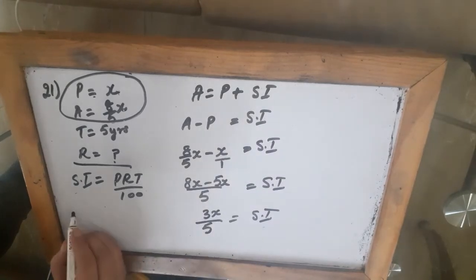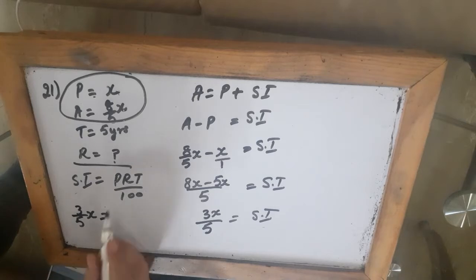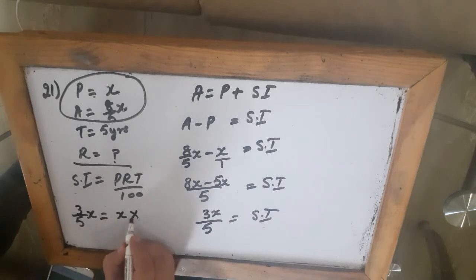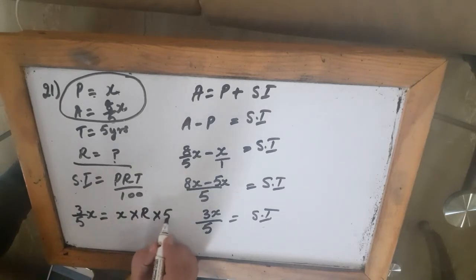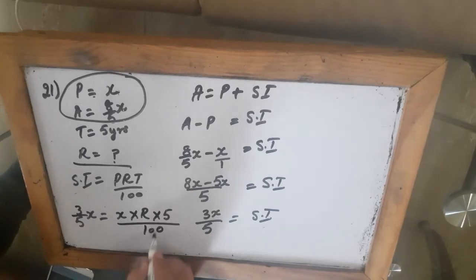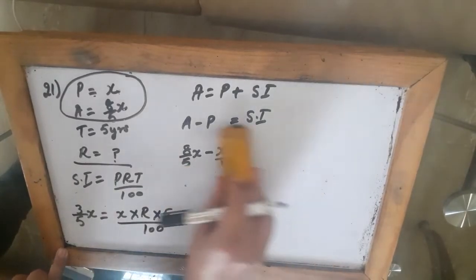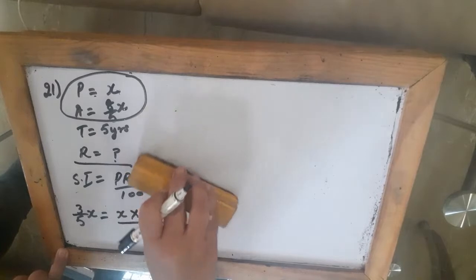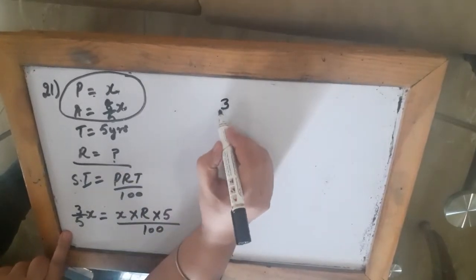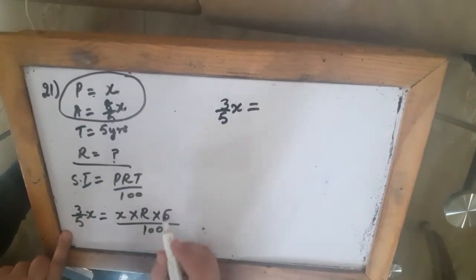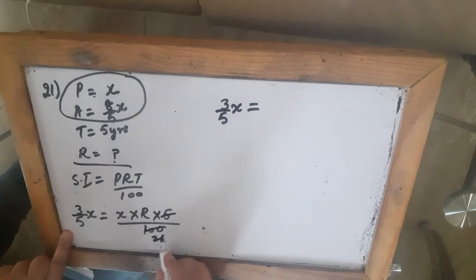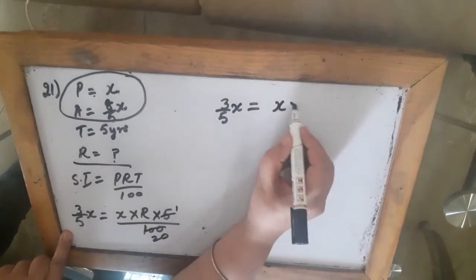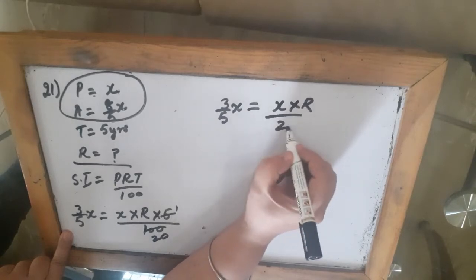So now I can fill this in this formula. 3 by 5x is the simple interest, p is x, r I have to find, time is 5 years upon 100. Now let me solve this. 3 by 5x is equal to 5 20s. So this becomes x into r upon 20.